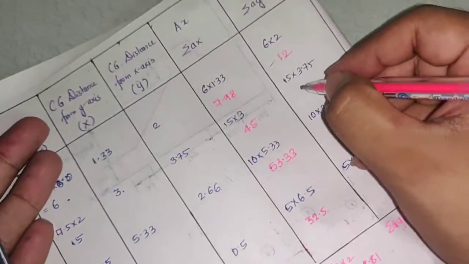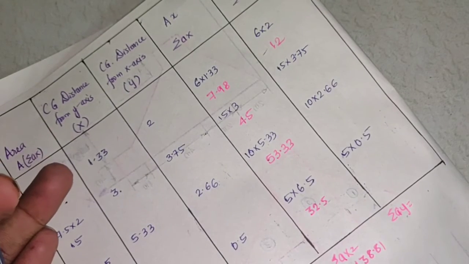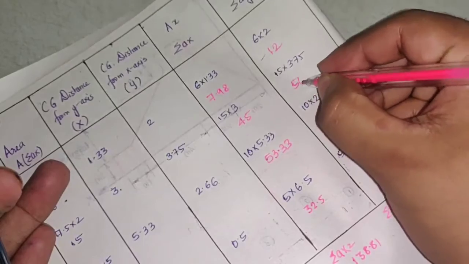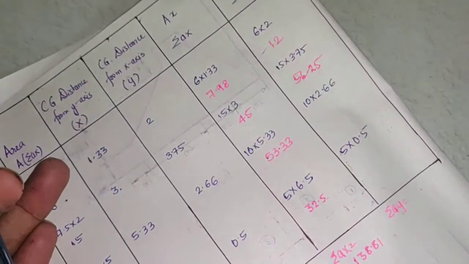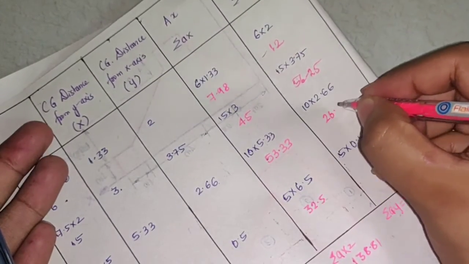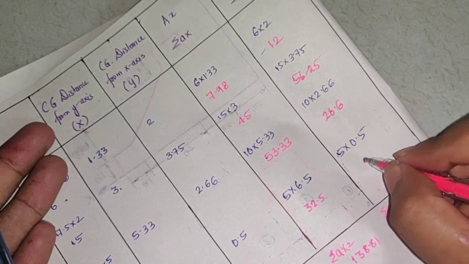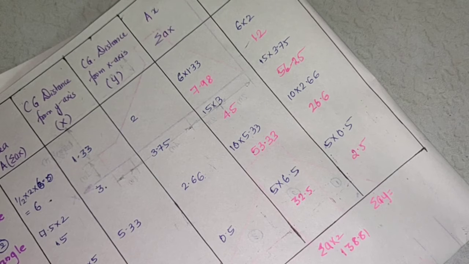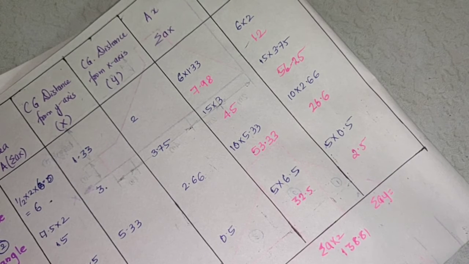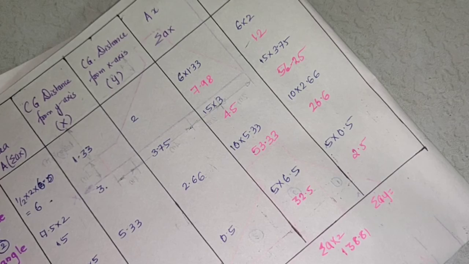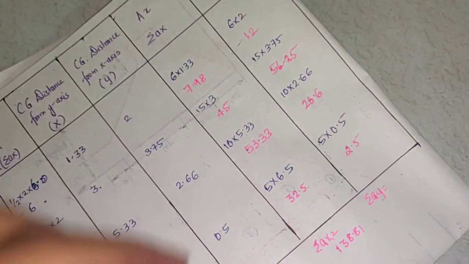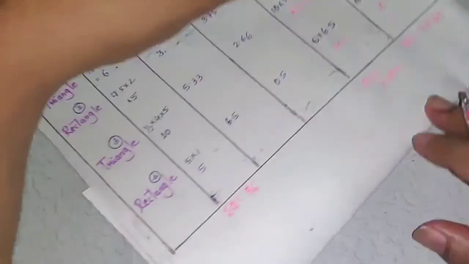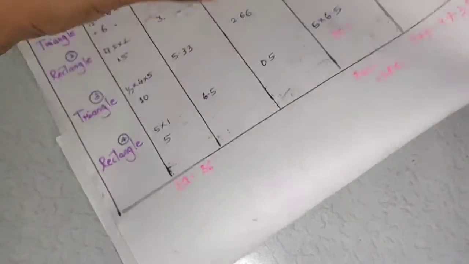Similarly do it for this part. 6 into 2 is 12. 15 into 3.75 is 56.25. 10 into 2.66 is 26.6. 5 into 0.5 is 2.5. So adding all this, 12 plus 56.25 plus 26.6 plus 2.5, you will get 97.35.